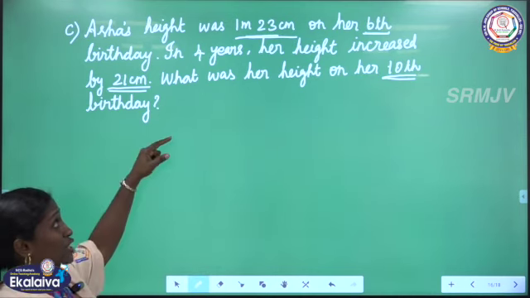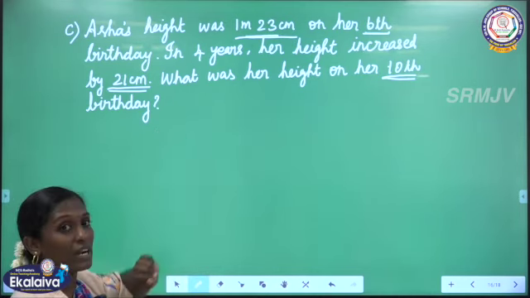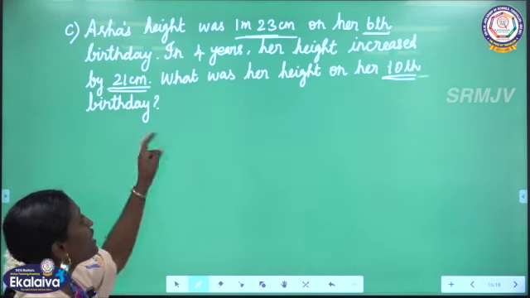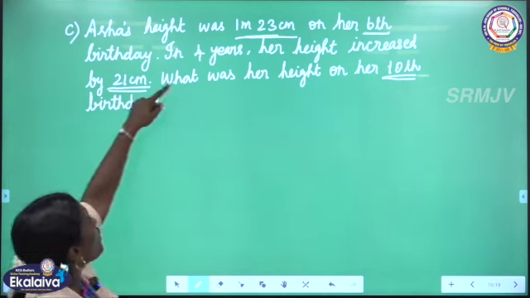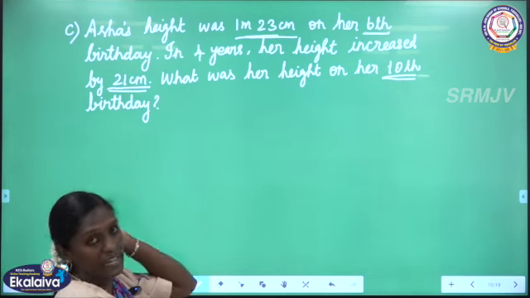So, on her 6th birthday, her height was 1 meter and 23 centimeter. Now, we are going to find the height on her 10th birthday. So, we have to add these two heights. Okay.